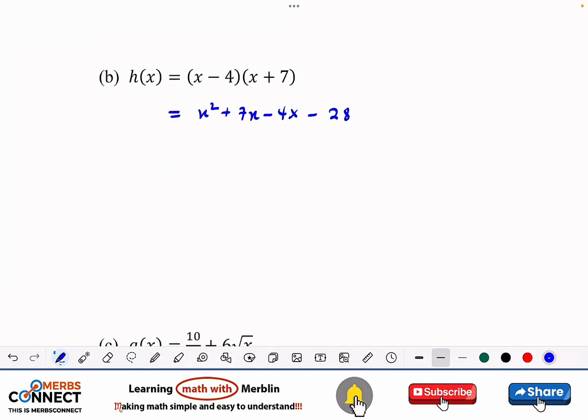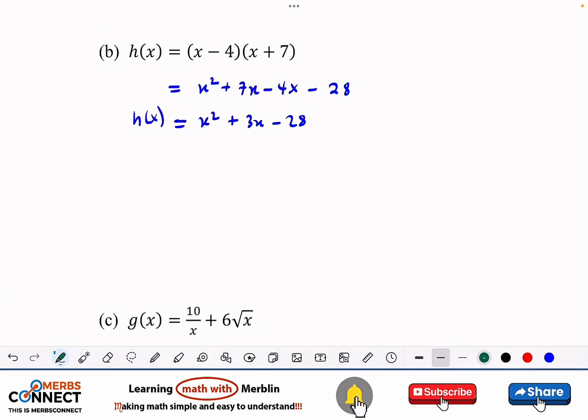Good. Let's group them. So x squared plus 3x minus 28. So still, this is h of x. We have not taken the derivative because we were trying to simplify it. Now let's find h prime of x, and this is going to give us 2x plus 3.